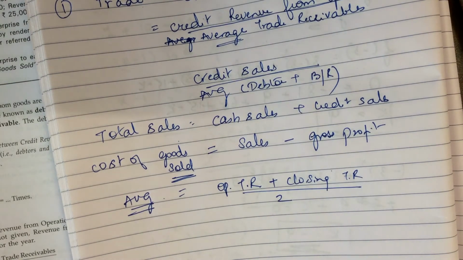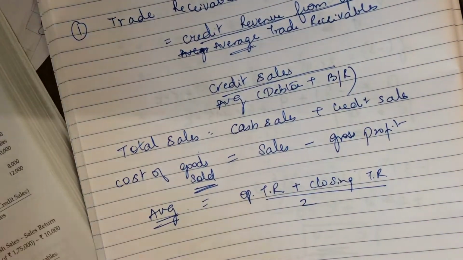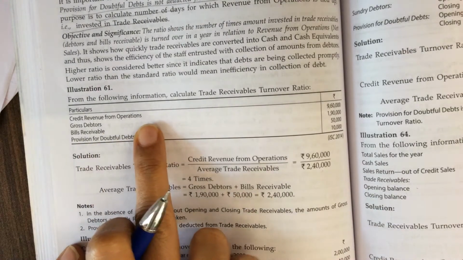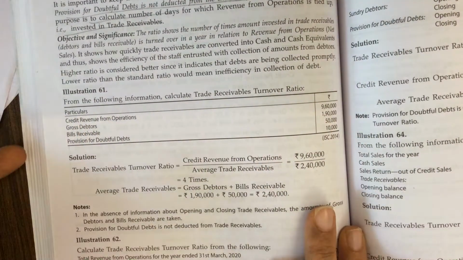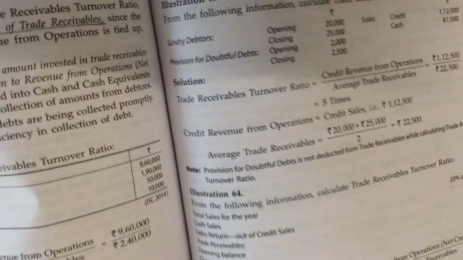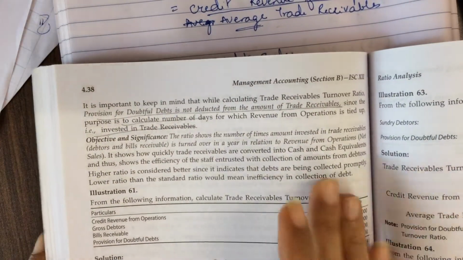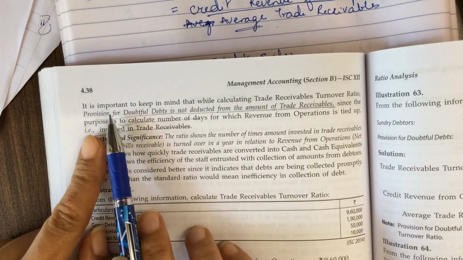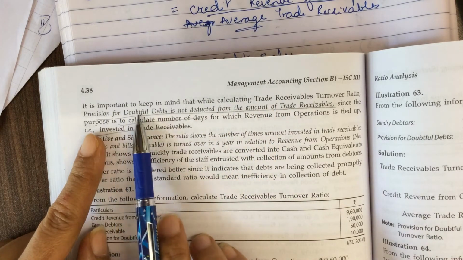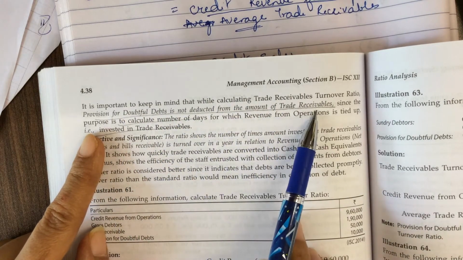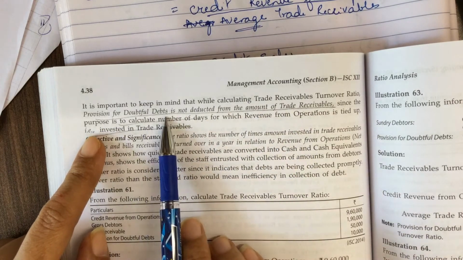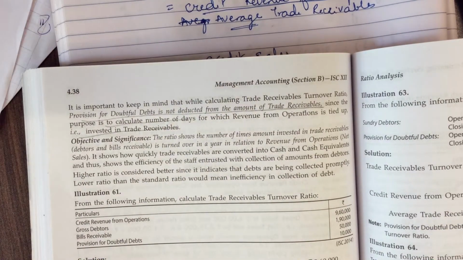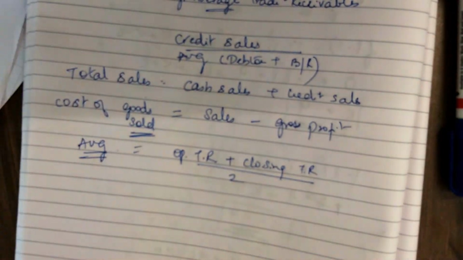Let us see our first illustration in your TS Grewal textbook. It is illustration 61. So you can just see the information. Let me just write the information. Before starting the sum, there is another important line which you need to underline from your textbook: when you are calculating this ratio, you should not deduct the provision for doubtful debts from the amount of trade receivables. You are not supposed to deduct the provision for doubtful debts from your trade receivables. So now let's proceed with the illustration.